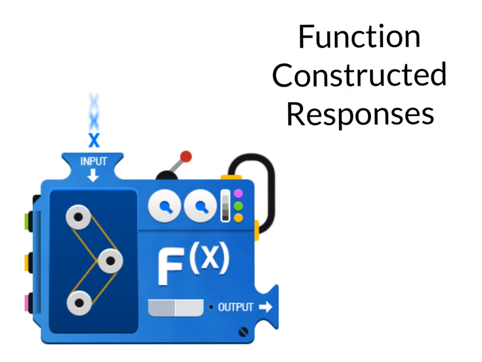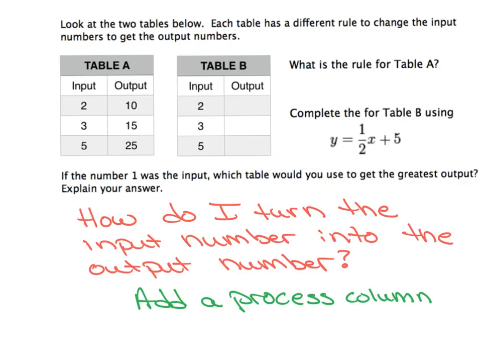This video will go over the correct answers for today's practice constructed response questions. Make sure you've tried both questions before checking your answers. Don't be intimidated by the look of this first constructed response. Look at each table individually and ask yourself, how do I turn the input number into the output number? If you need to, add a process column using scrap paper or write it on the page.